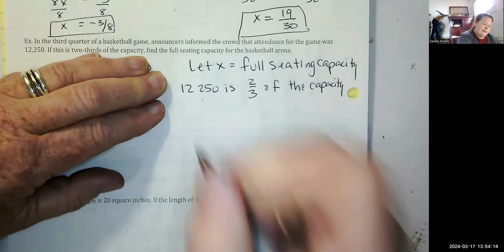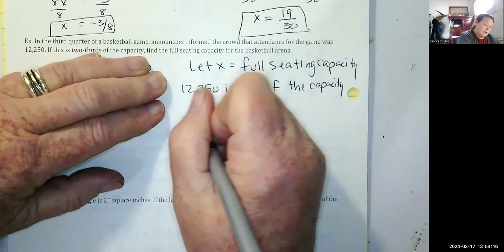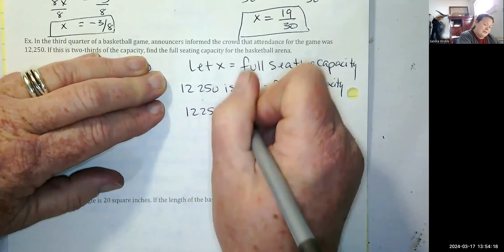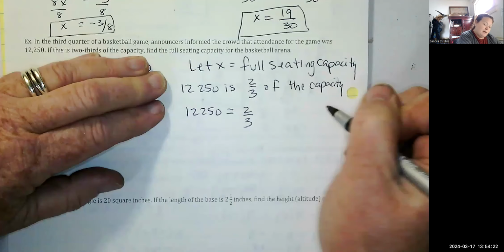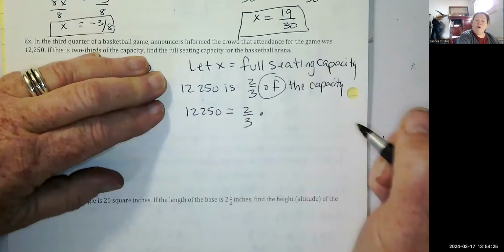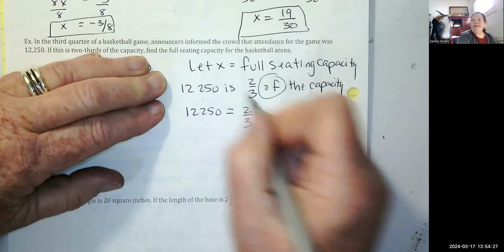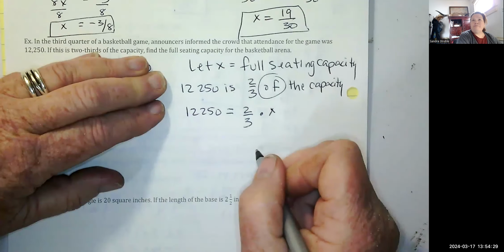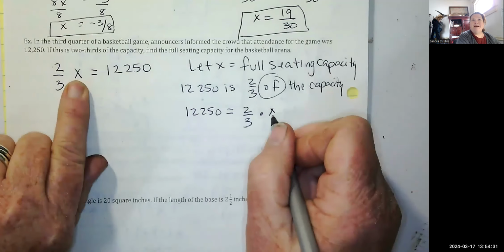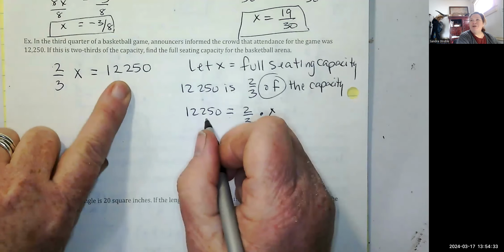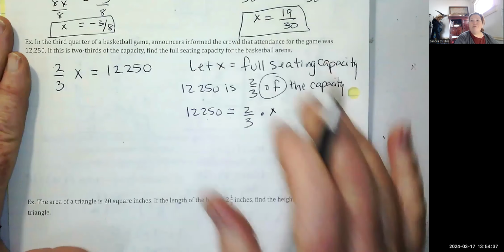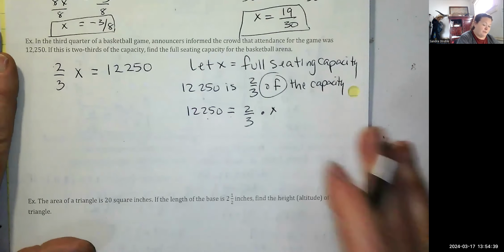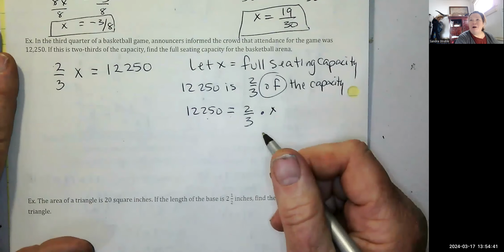All right, and to write that in mathematical sentence form, 12,250 is, always means equal, put that in your vocabulary. 2/3 stays the same. Of means multiplication, always. And then the capacity we're saying is x. So 2/3 x is equal to 12,250. This is the first time I've read this actual problem. I've never used this one before. So just checking to make sure I set it up properly.